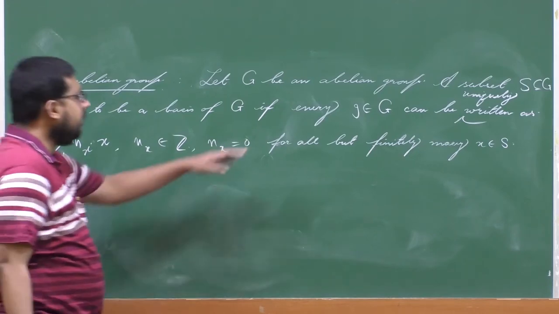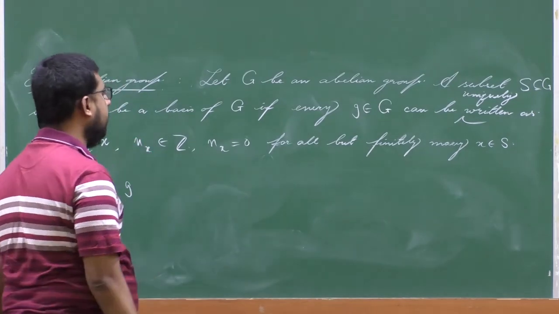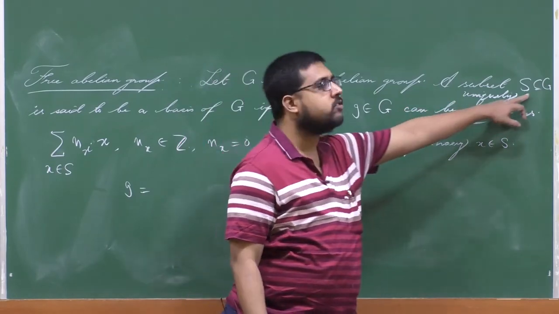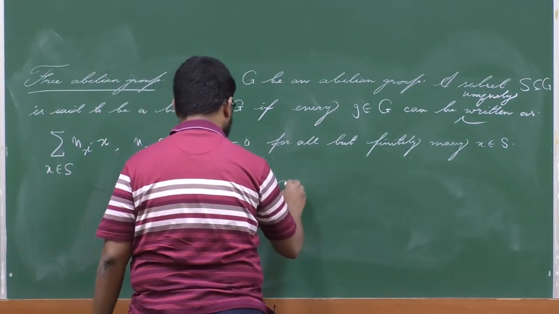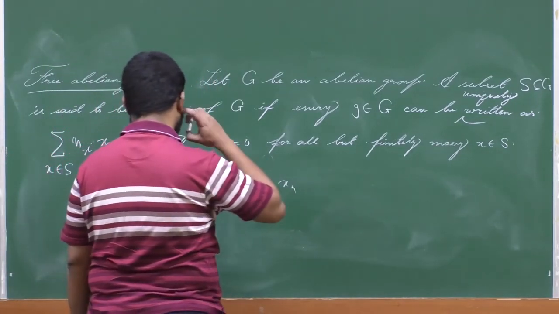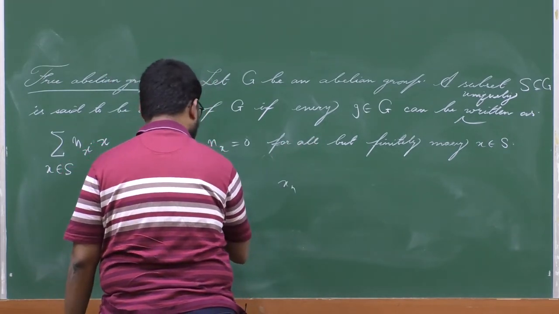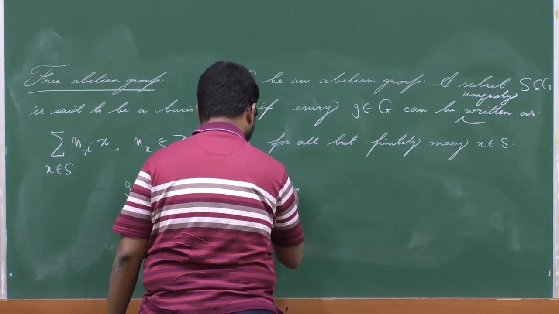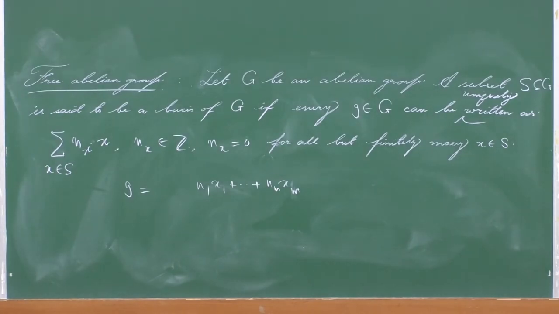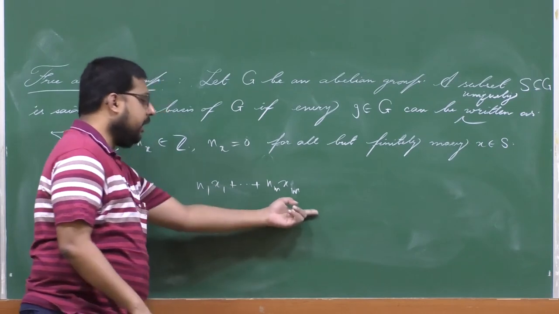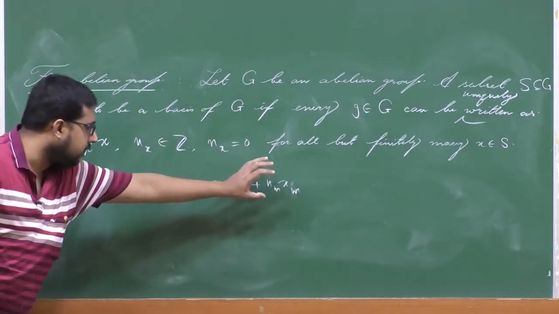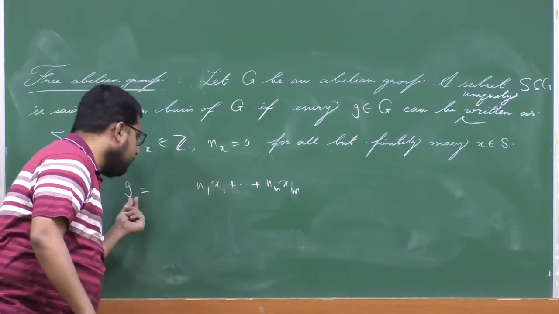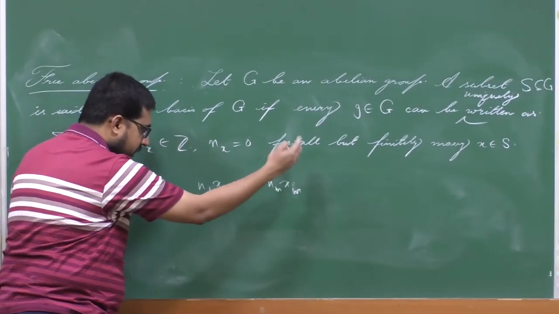So, what does it say? It says that whenever we have a group element g, then we will have finitely many points, let's say x1 up to xm, and integers n1 up to nm, such that this holds. So, every group element can be written as an integral combination of some finitely many elements from S. And the representation of this element, don't confuse it with the representation in the previous sense. This expression is unique.